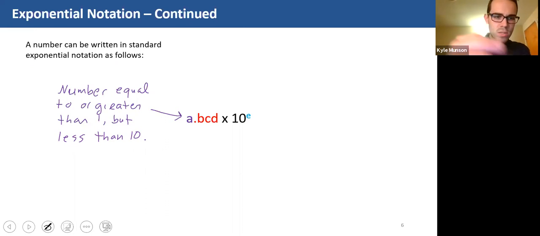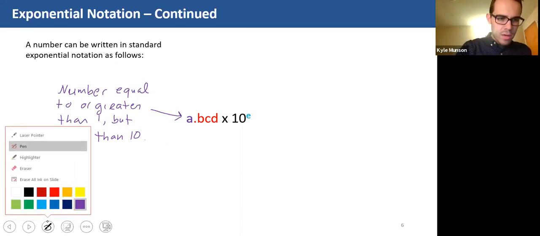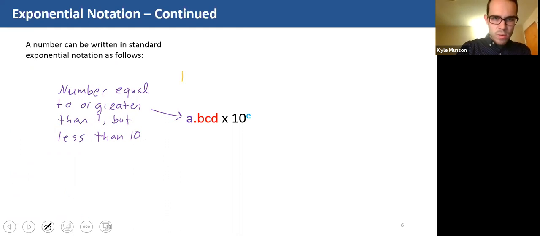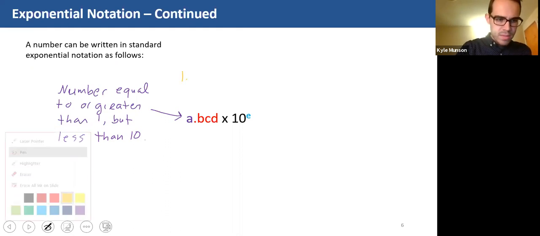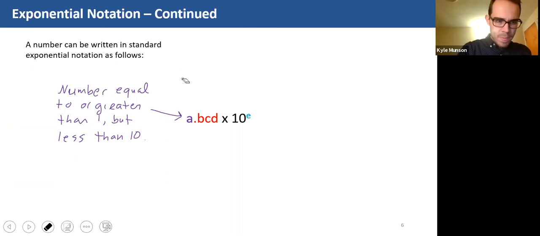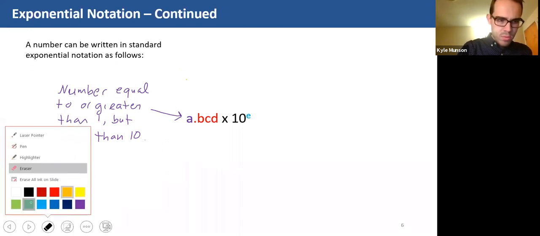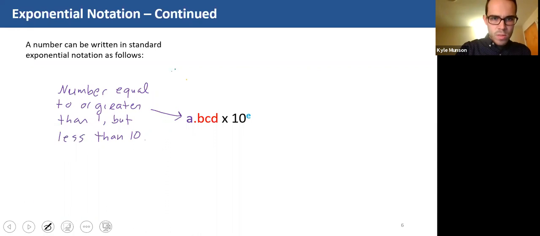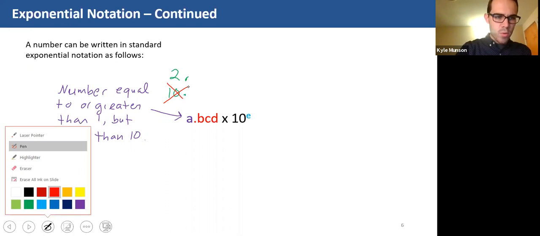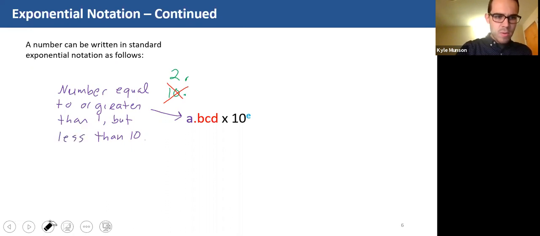So in other words, if I write here in a different color, I'll write it in green. So this is okay, if that's the decimal spot there, but this is not okay. So 10 is not okay for this value of A. All right, so I'm just going to erase these guys.